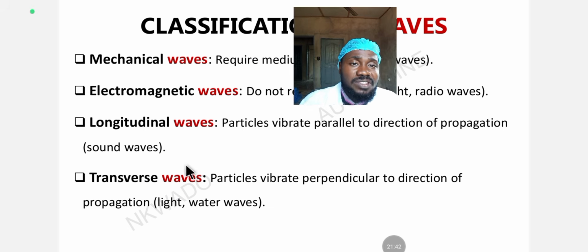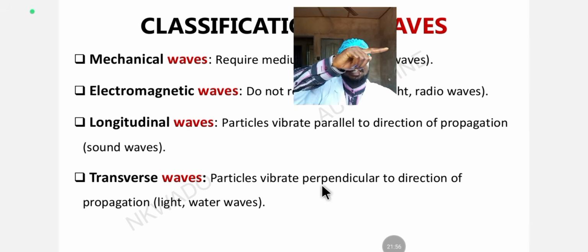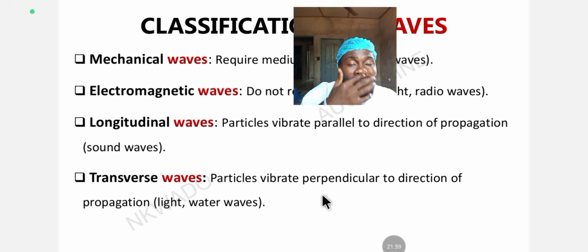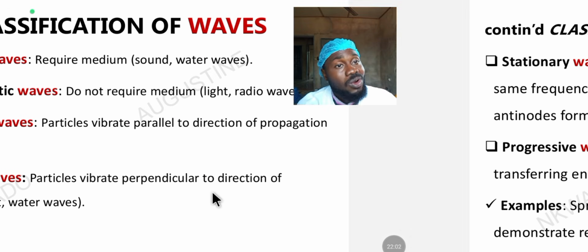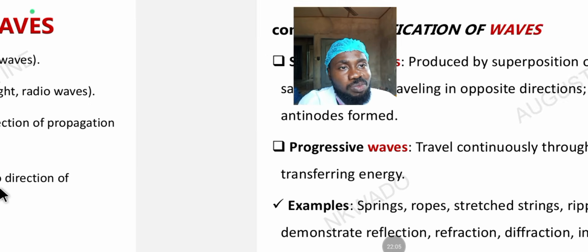And examples of transverse wave include what? Light and water wave, just like the example I just gave you now. Okay? Light and what? Water wave. The particle vibration is perpendicular, like this. It travels perpendicular to the direction of what? Propagation, or the direction of transmission. If the word propagation is too big.